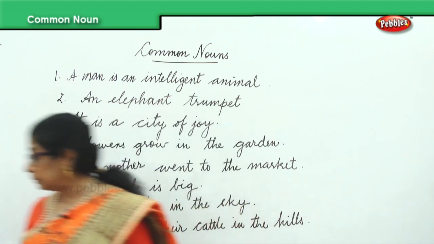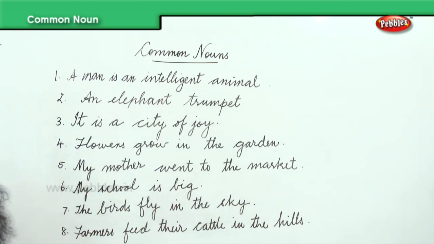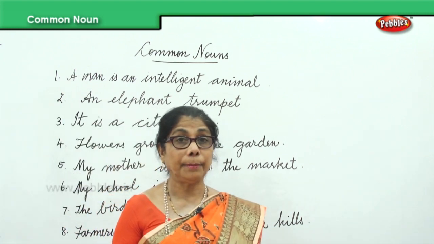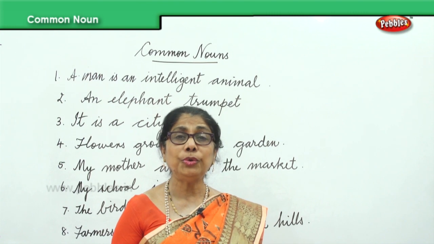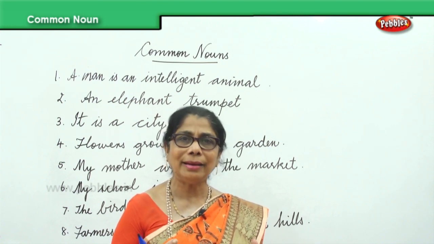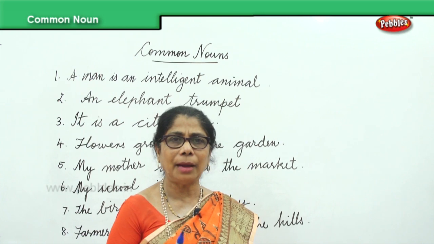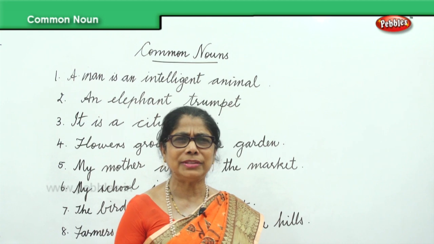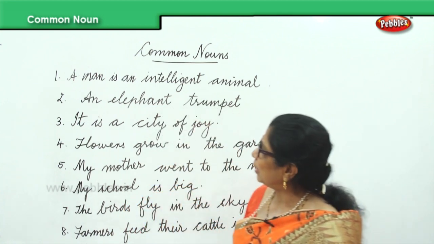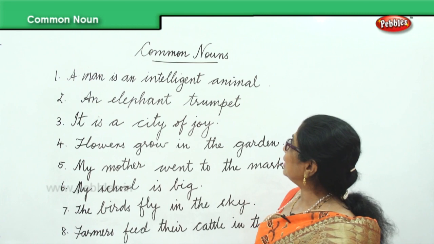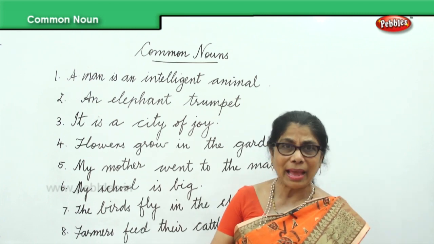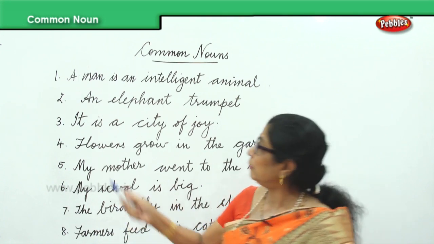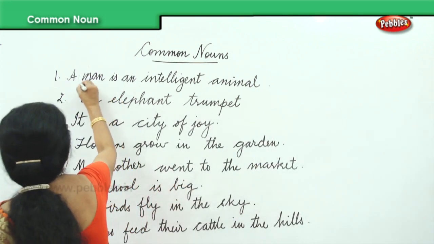Now I have here a whole lot of sentences. Now what we are trying to do is common noun, proper noun we did earlier. Now we're going to pick out, we need to recognize, identify common noun. Common noun, name given to anything of the same class or kind. So let's look at it very carefully. A man is an intelligent animal. Man, it can be any man, old man, young man, any man. There's no special name given, man. So man is a common noun.